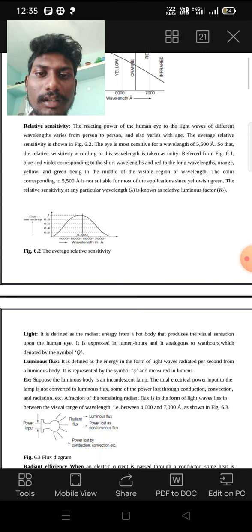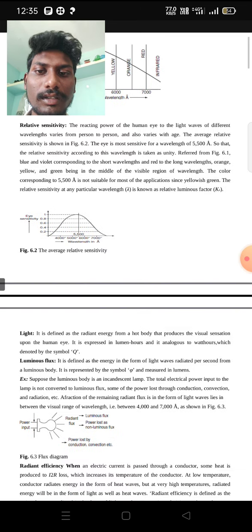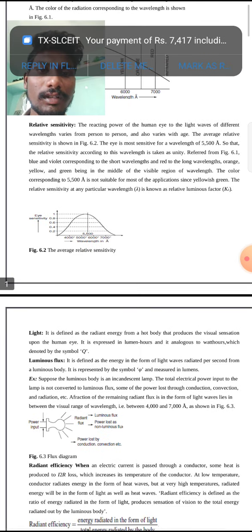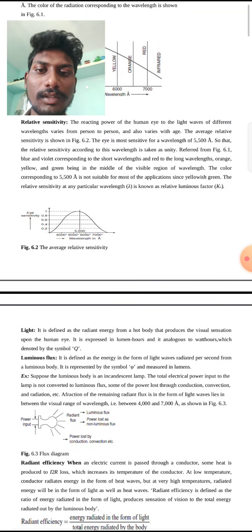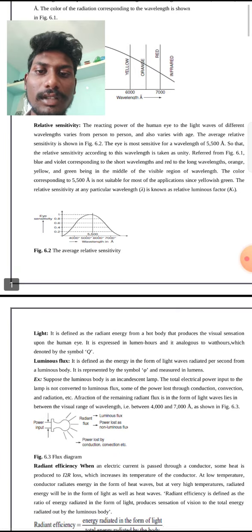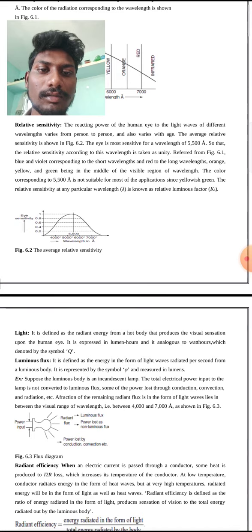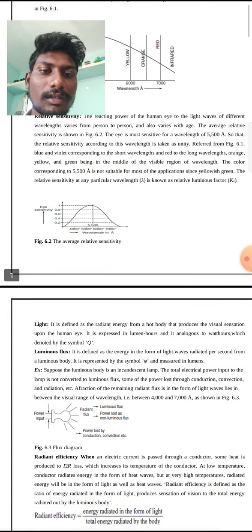Blue and violet correspond to the short wavelengths and red to the long wavelengths, with orange, yellow and green in the middle of the visible region. The color corresponding to 5500 angstroms is yellowish green, which is not suitable for most applications. The relative sensitivity at a particular wavelength is known as the relative luminance factor. It is represented by the symbol K.